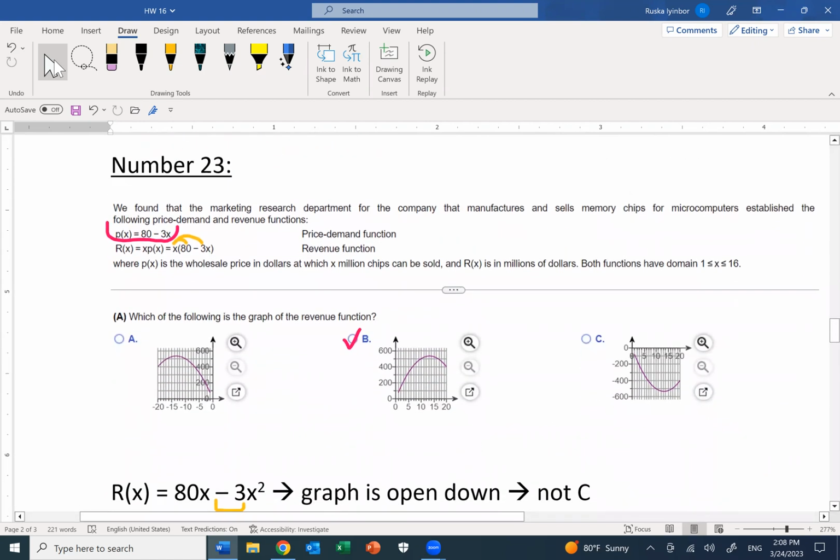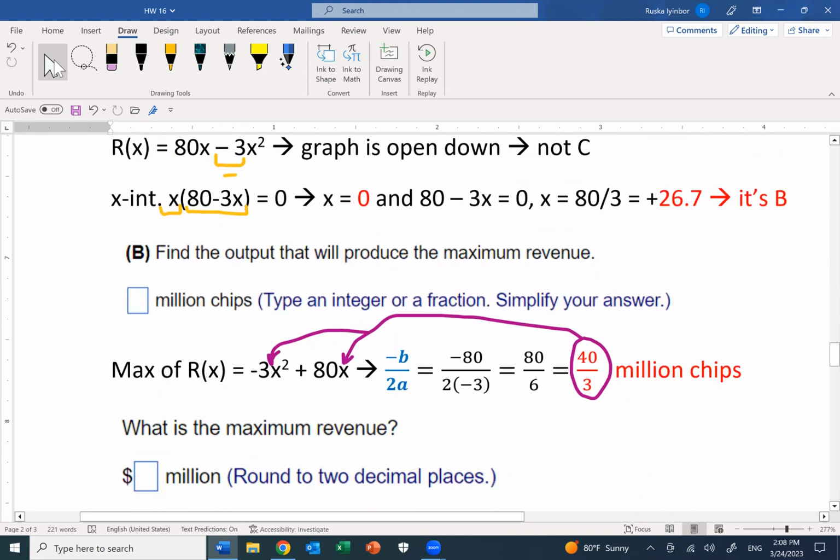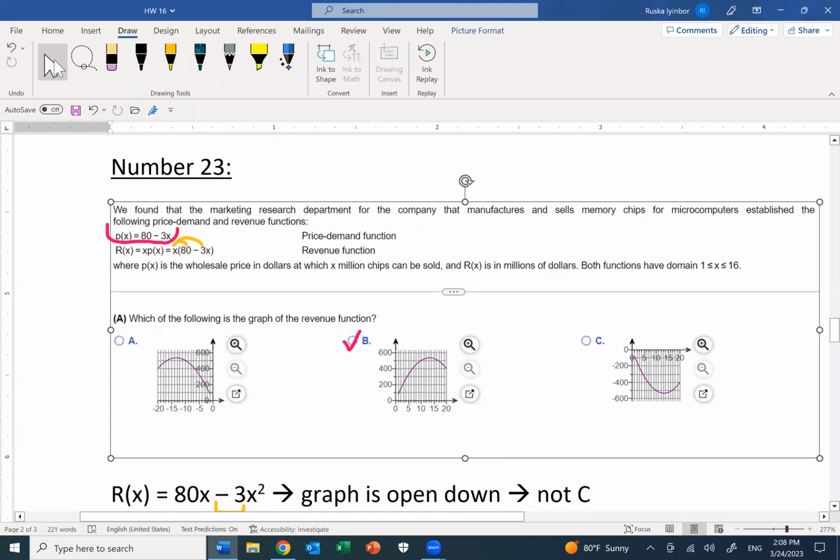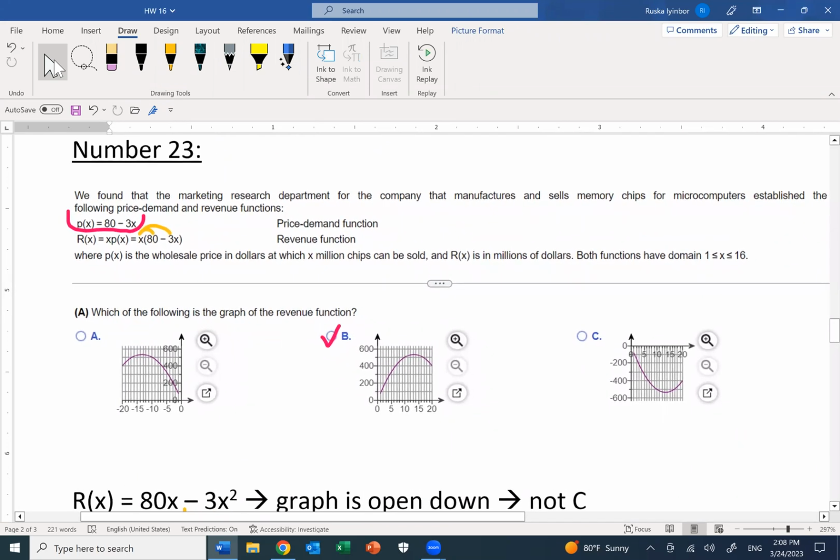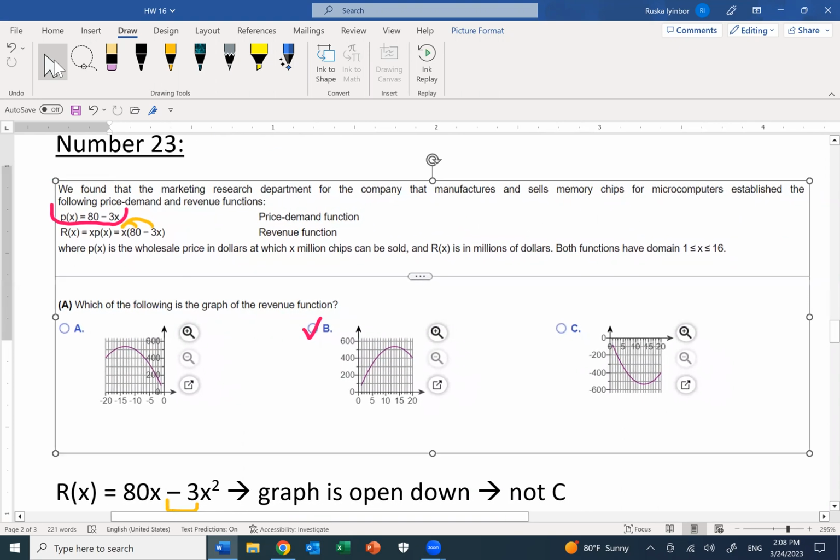And then I have another one here, 23. We have the marketing research department selling memory chips for microcomputers, we have the price demand function and we have the revenue function. So this is given.